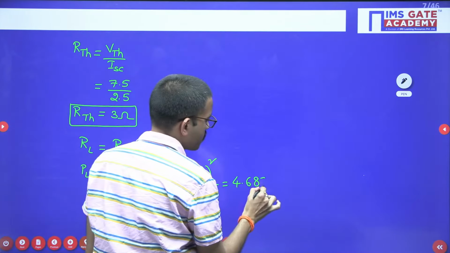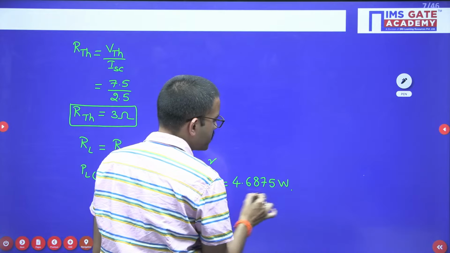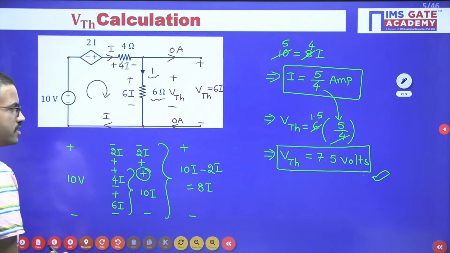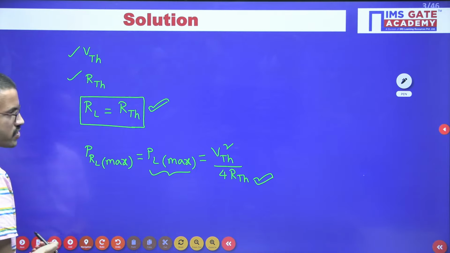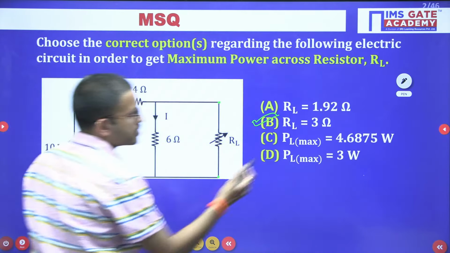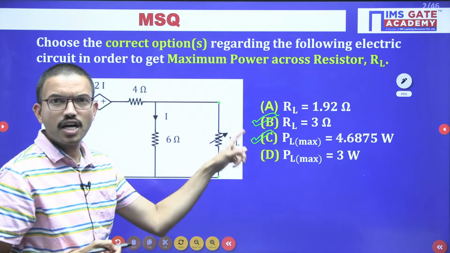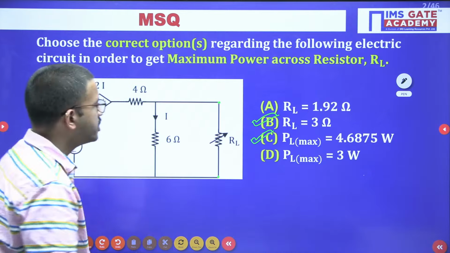4.6875 watts. Okay. So regarding this also you are having one of the given choices. Yes, we are having it in option C. So for this question, 2 choices are correct, option B and option C.